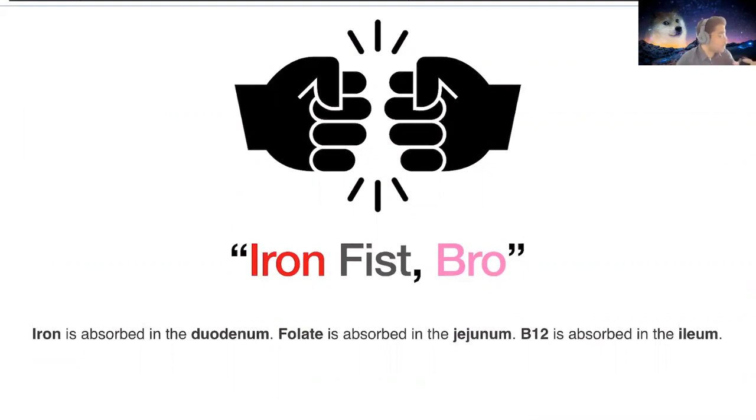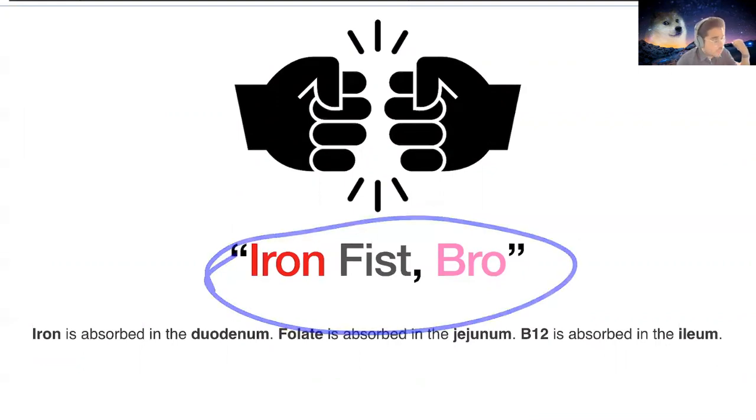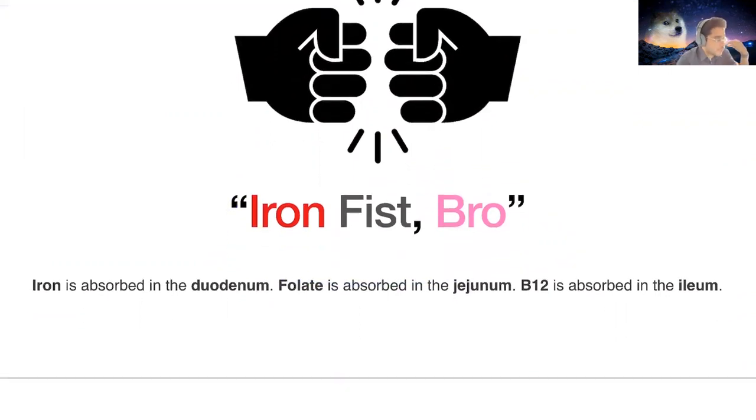It's nothing related. What you need to know is that iron is absorbed in the duodenum, folate in the jejunum, and B12 is absorbed in the ileum. So make sure you guys use this mnemonic to your advantage to remember where each of these is absorbed, because remember, these are all essential, right? Iron is implicated in your heme Fe synthesis pathway. Folate is for your neural tube defects, B12 with the intrinsic factors and the terminal ileum, parietal cells, all those buzzwords.